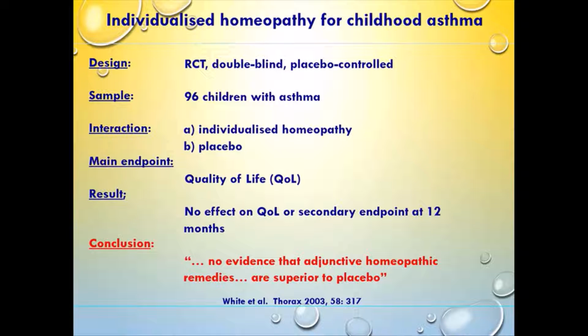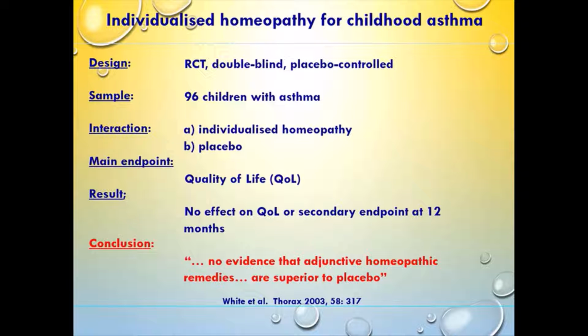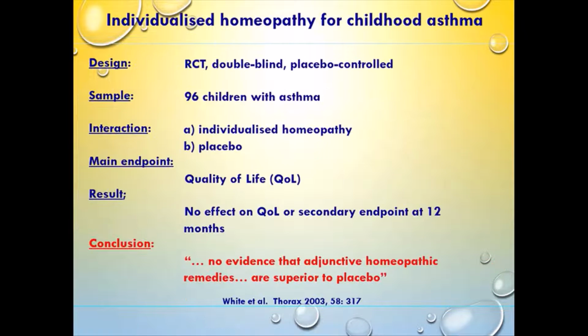not very far from here. It was conducted in Taunton and Exeter, and we randomized just under 100 children with asthma. We used children because homeopaths think that children respond better than adults. We used asthma because asthma is supposed to respond very well to homeopathic treatment.